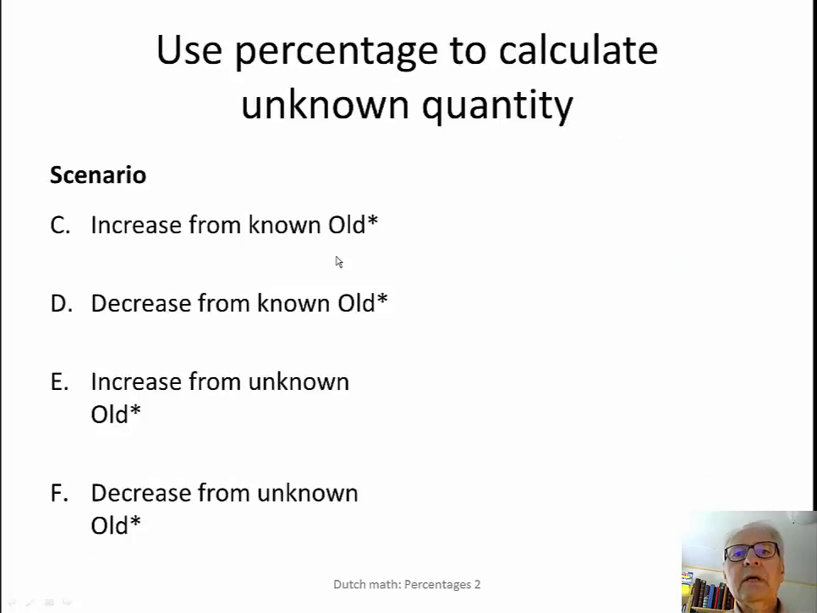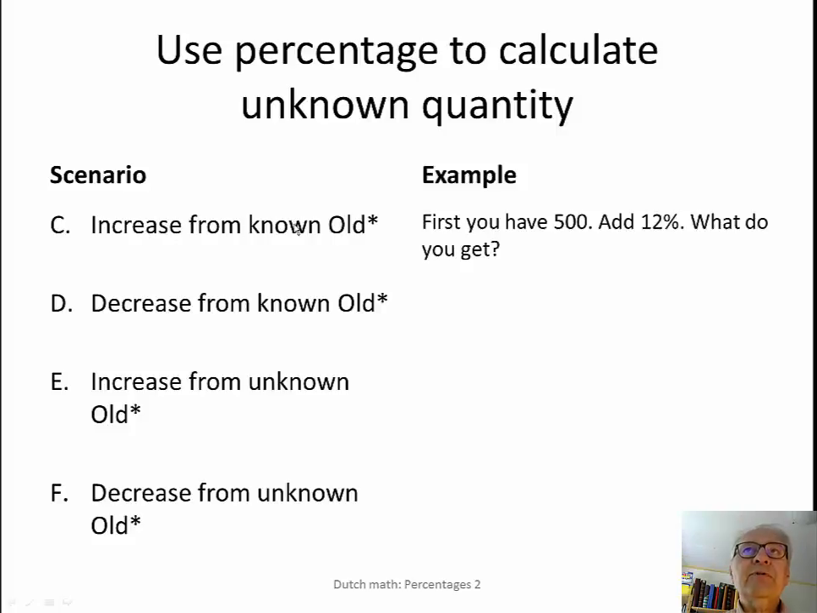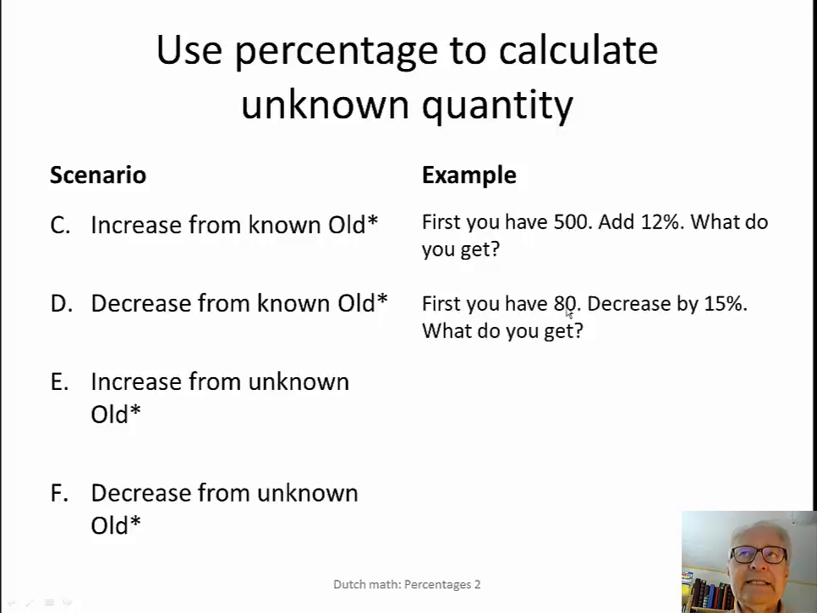Here we see the other 4 scenarios. An increase from an old is, for instance, that you start with 500, you add 12% and you ask, what do I get? It can also be a decrease. Then you again start with a known old quantity, but now you are not adding to it, but you are decreasing. First you have 80 and you decrease by 15%.